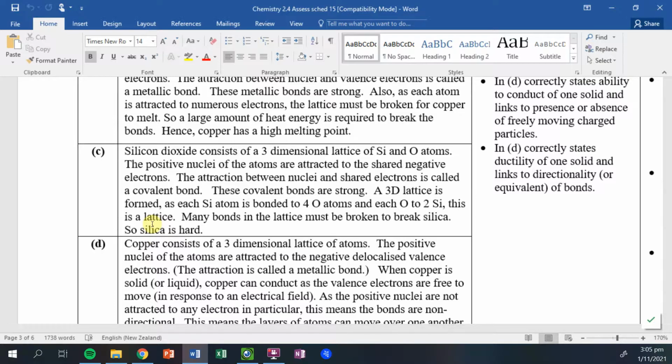This is quite unusual. You're unlikely to get hardness as a property to explain, but it's good that you guys see it. And it's pretty generic for most things anyway, because most of them, like with the ionic solids and the metals, they're both hard as well.